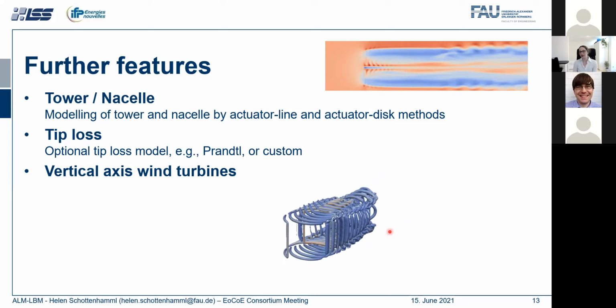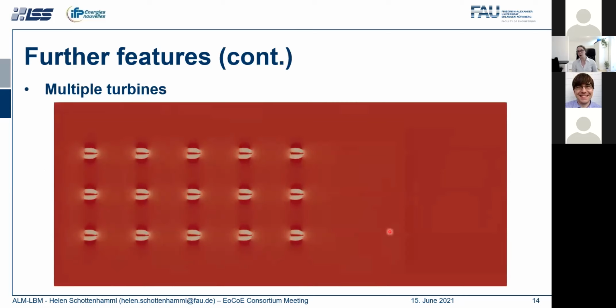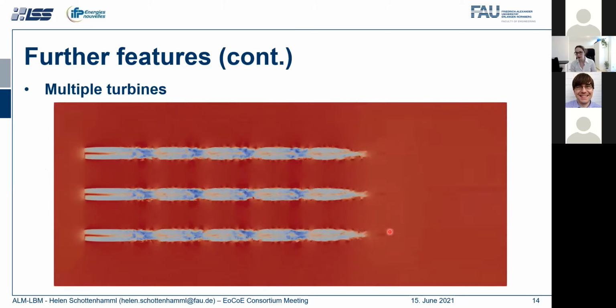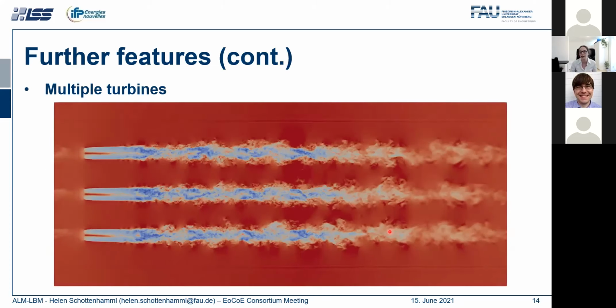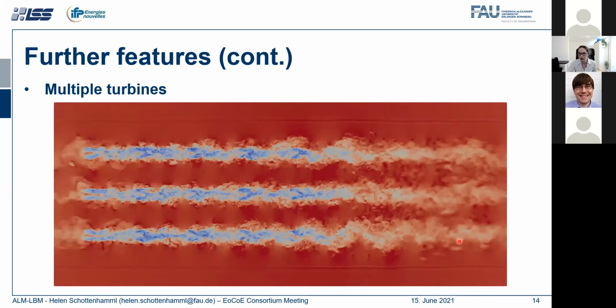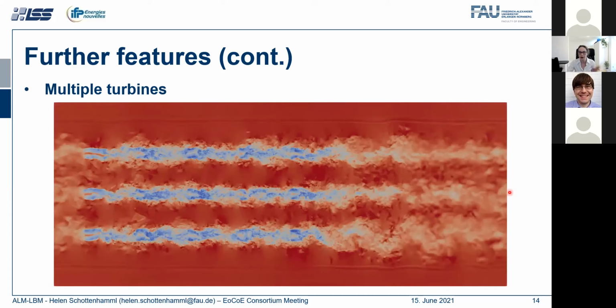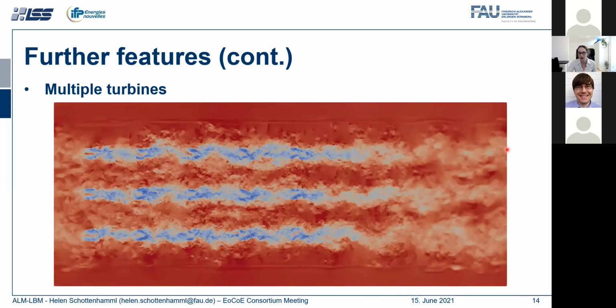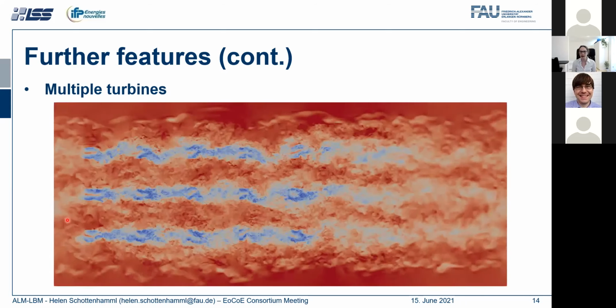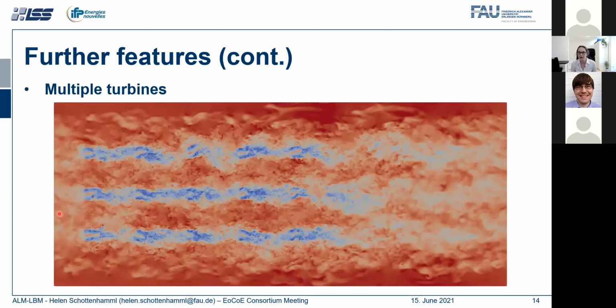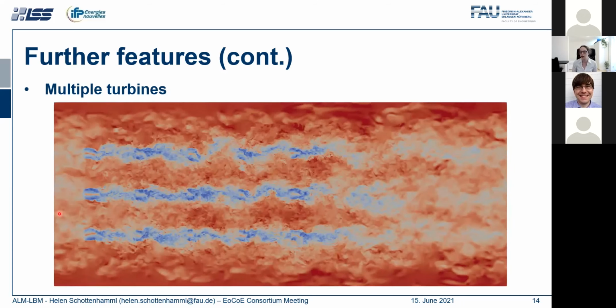Now I only talked all the time about a single turbine. A single turbine is already quite cool, but of course not as cool as multiple turbines. So we are also able to simulate an entire farm. This is now a simulation of a farm with 15 wind turbines. We have some periodic inflow or periodic boundary conditions in flow direction. So everything that leaves the domain here re-enters here. And you can see very well how the wakes develop and how the turbulent structures evolve.